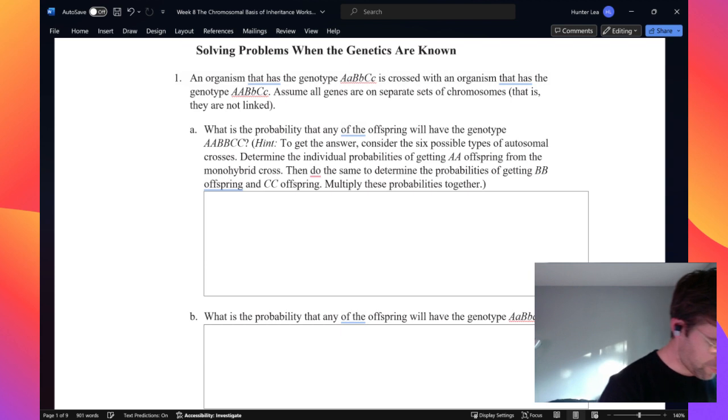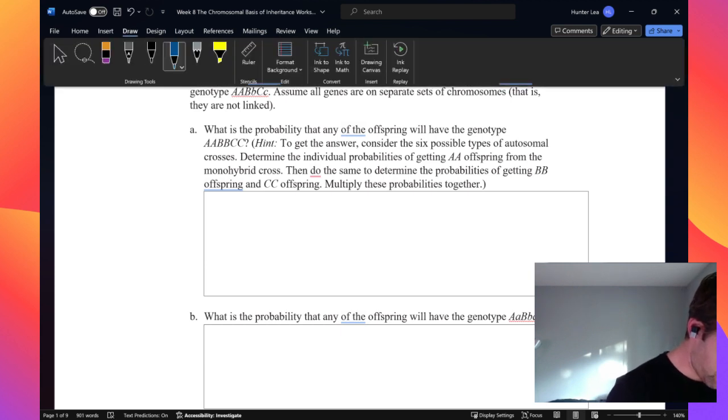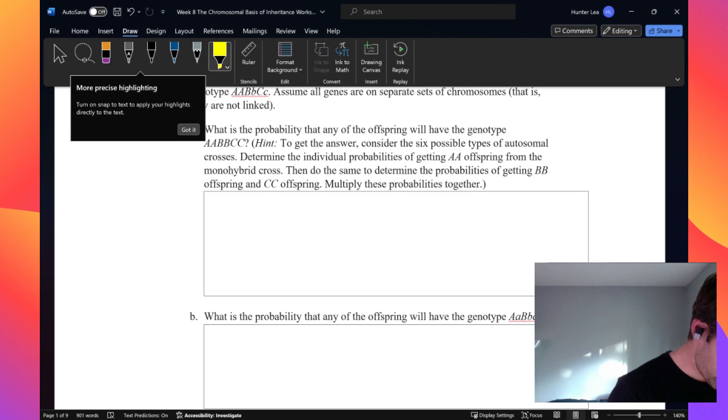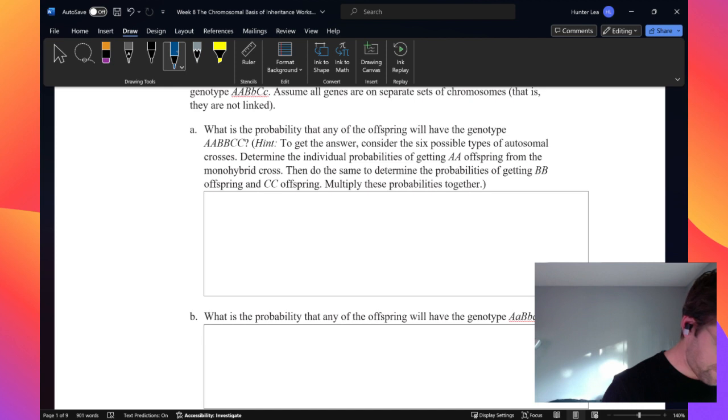I'm working on a slightly different program today because my preferred one is being really sad. Precise highlighting. Okay, so we're gonna do our best.